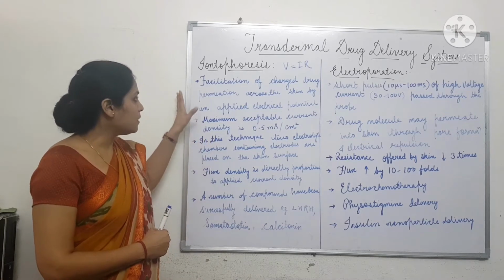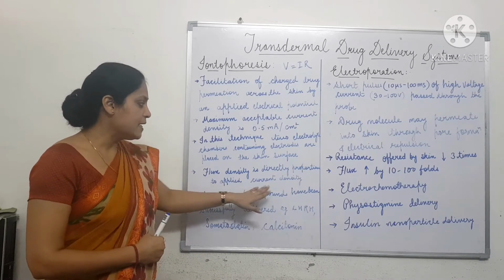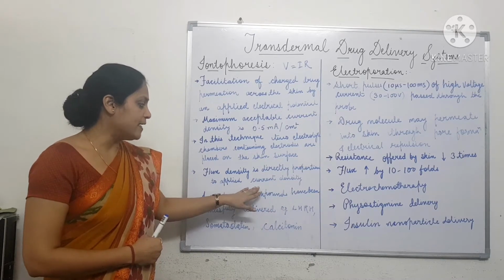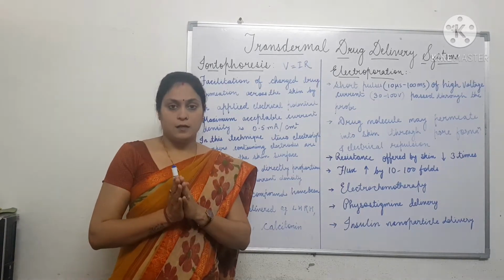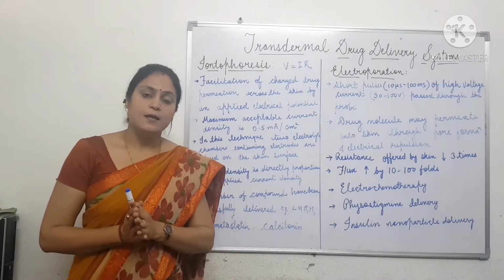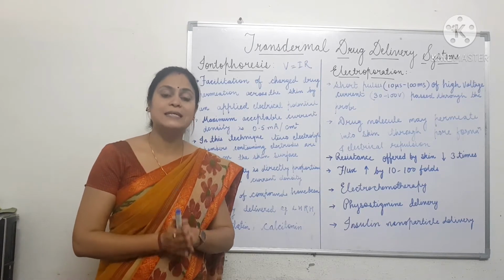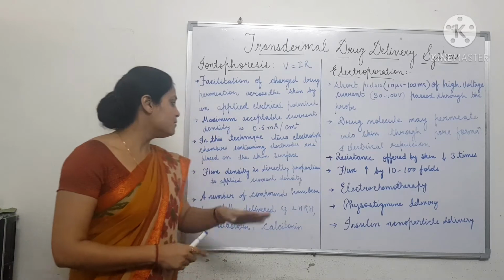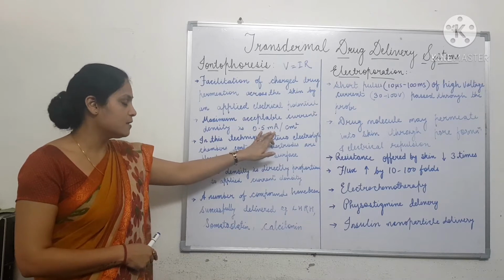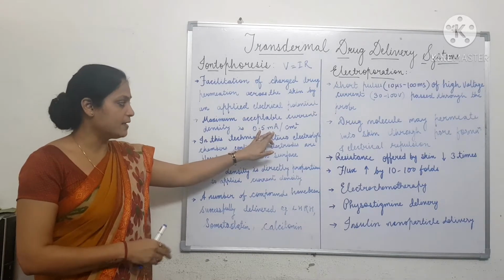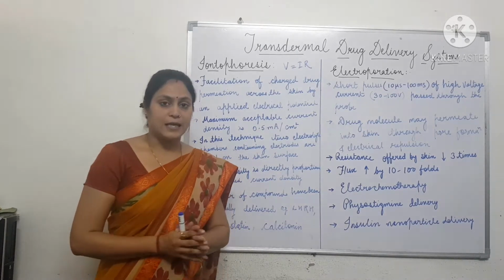In this iontophoresis technique, the flux density is directly proportional to the applied current density. If the current density is increased, similarly the flux of drug permeation into the skin also increases. But the maximum acceptable current density is 0.5 milliampere per centimeter square, which can result in the enhancement of drug permeation without causing any damage to the skin.